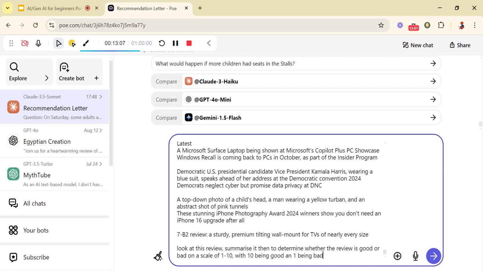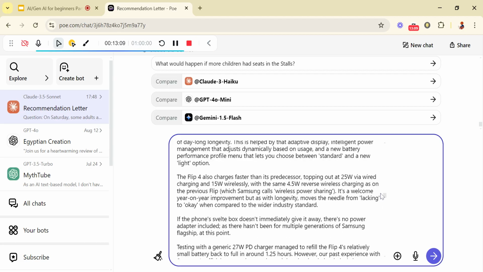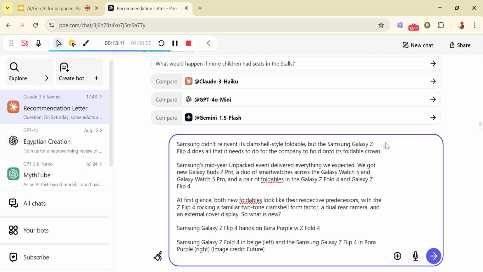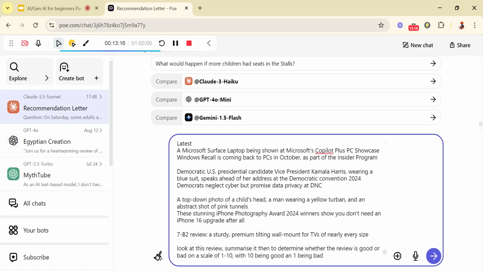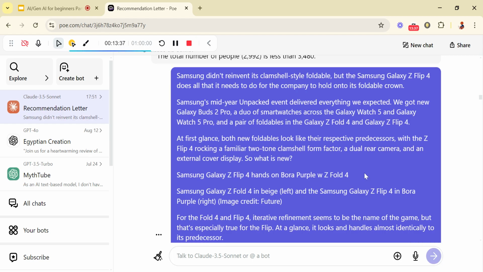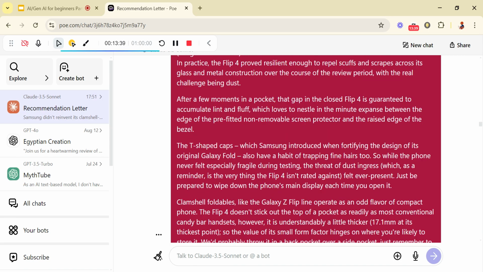Now, as you can see here, what I've just pasted in is a prompt, and above the prompt it contains a review for the Samsung Galaxy Z Flip 4. This is the prompt I wrote at the bottom: look at this review, summarize it, then determine whether the review is good or bad on a scale of 1 to 10, with 10 being good and 1 being bad. Now, let's see the results it gives us.